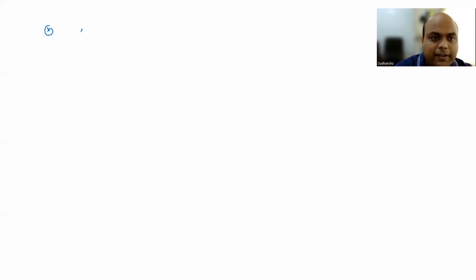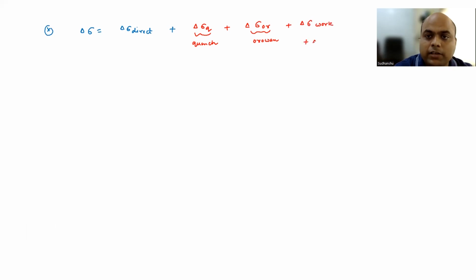Okay. So overall, if I write delta sigma, which is the increase in strength because of the presence of the reinforcements, you are going to have direct contribution as well as indirect contribution. So you have sigma direct, and then you are going to have indirect contributions, right? So you have delta sigma quench, a quench strengthening. Then you have delta sigma Orowan, then delta sigma work hardening. Okay. Then you are going to have delta sigma precipitation strengthening, and finally delta sigma solid solution strengthening. Okay. And these all are part of indirect strengthening.